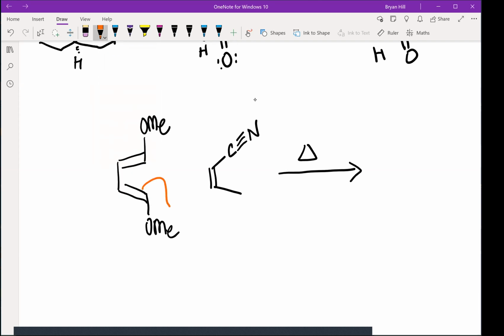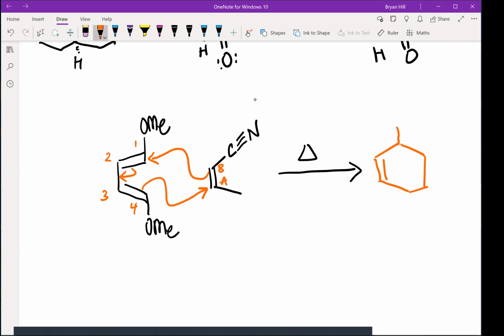So these electrons are going to come here. Those electrons are going to make a bond there. These electrons are going to go there. So 1, 2, 3, 4, A, B. So a 6-membered ring. Between 2 and 3, we're going to have a double bond.